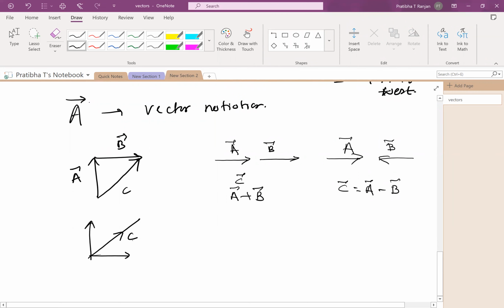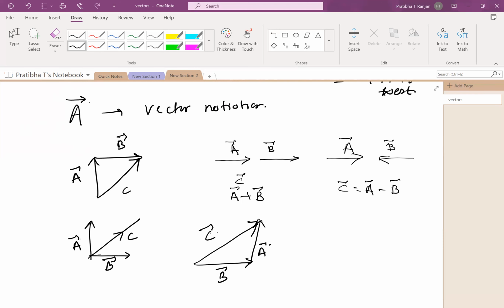Then the C will be like this, right? One more thing, when these two are meeting each other, like this, then this will be like this. So the C is always going to vary depending upon in which direction the vector is going to be headed. In this way we can write it over there.